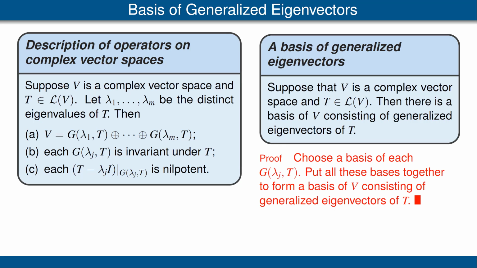Why will it be a basis of V? That's part A of the result on the left. And then one gets, therefore, a basis of V consisting of generalized eigenvectors of T, completing the proof.